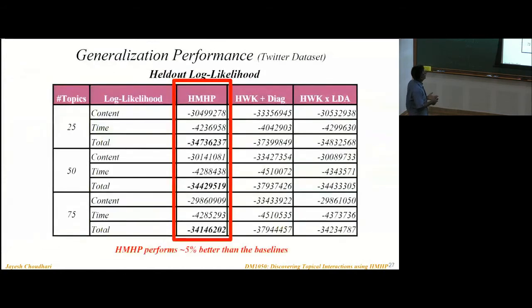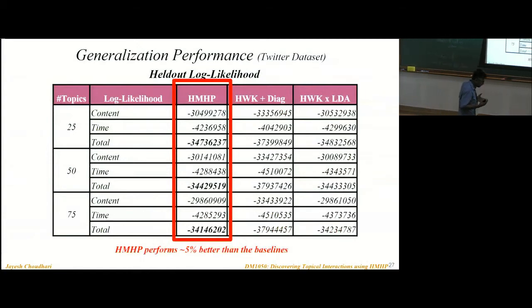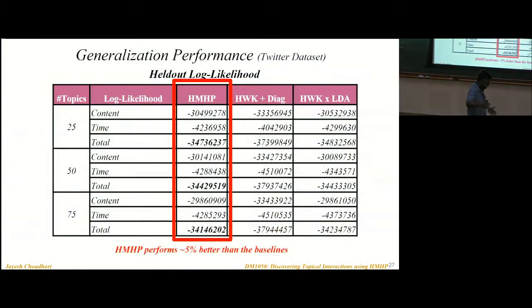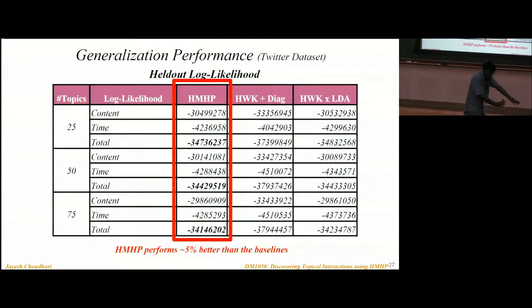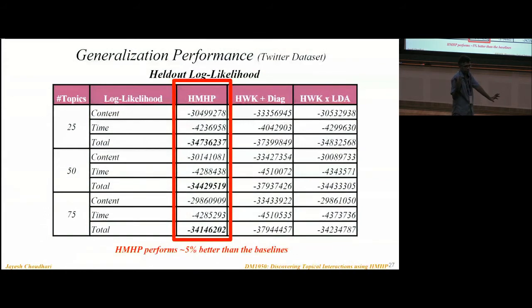And for the real world data set, you do what is known as a held out log likelihood. What is a log likelihood? You have some data, you build a model on a certain part of it and keep a certain part held out. And then you try to see whether the data that you have held out has high likelihood with respect to the model that you have inferred. This is known as a held out log likelihood. And even there we perform pretty well, better than the baseline.